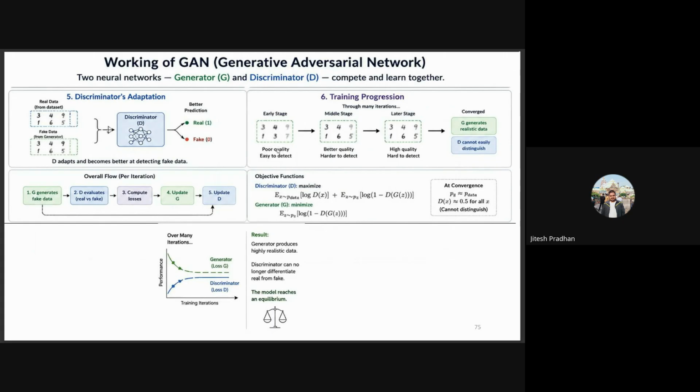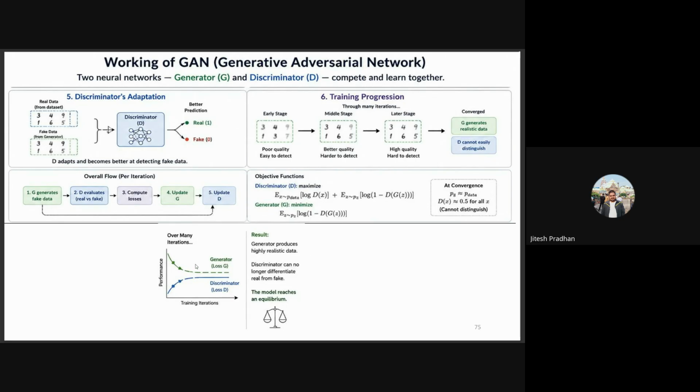Look at here: poor quality, easy to detect; better quality, harder to detect; high quality, harder to detect. So when realistic data has been generated, after thousands of iterations, and our discriminator cannot easily distinguish and fails to distinguish, then this is called converged. This is the convergence point.